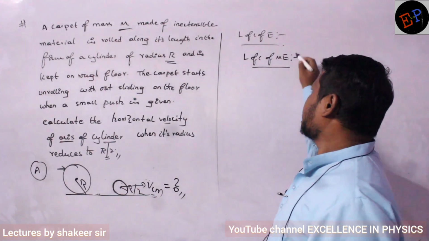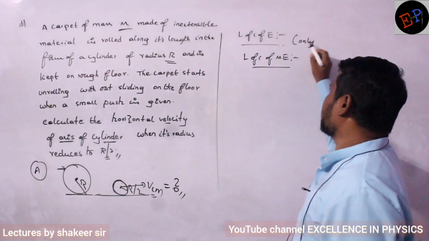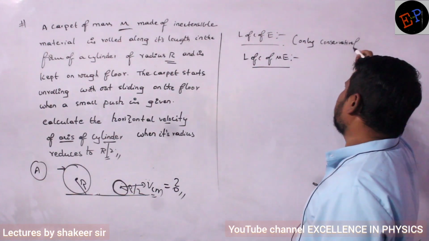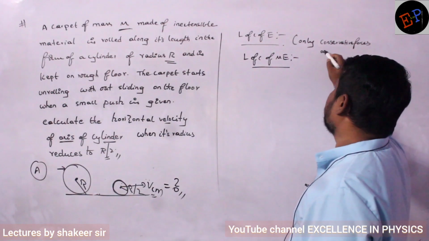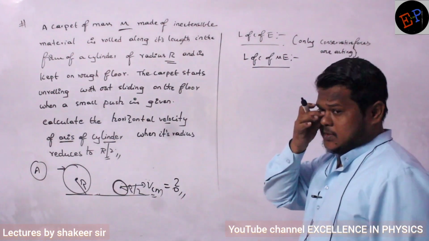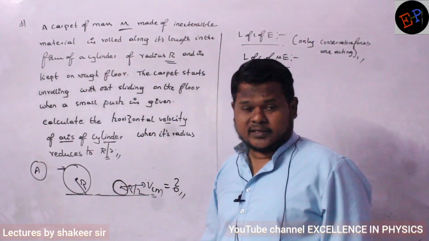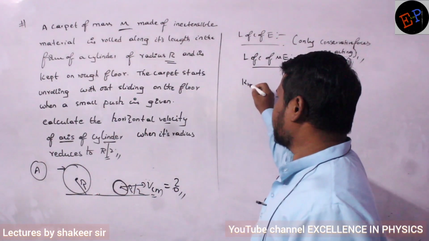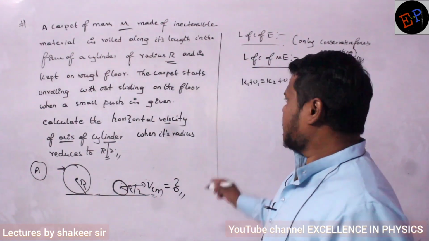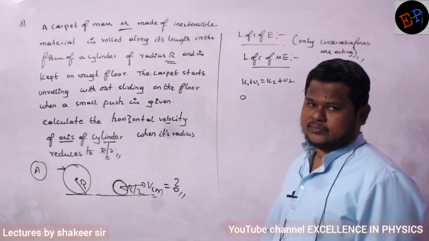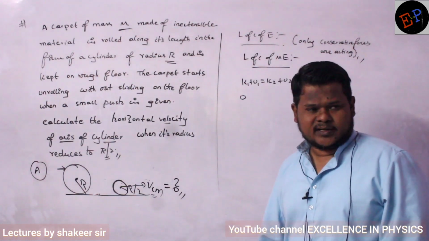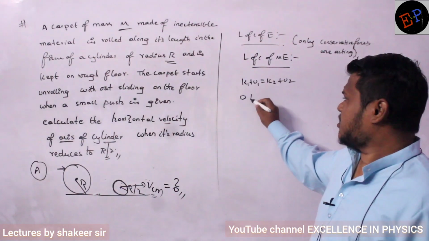Okay? Only conservative forces are acting. Only gravitational force is acting. Other forces are not present. So the law of conservation of mechanical energy: K1 plus U1 is equal to K2 plus U2. Initial kinetic energy is 0, no? Because when it was in rest position, there is no kinetic energy. Initial kinetic energy is 0.